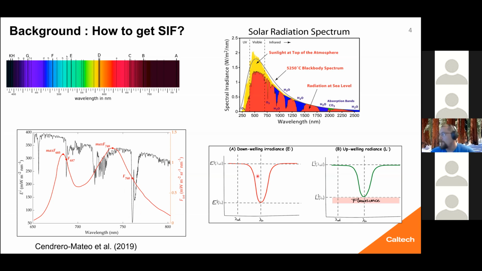On the right, this bottom right figure is showing downwelling irradiance from the sun and then upwelling radiance from the surface. And when there's fluorescence, it'll fill in this curve. So that's the basic way that we retrieve SIF from space.